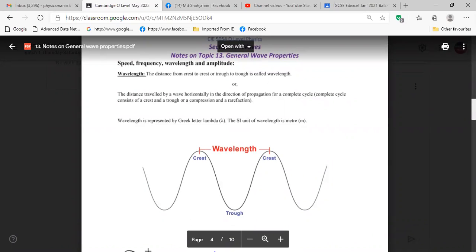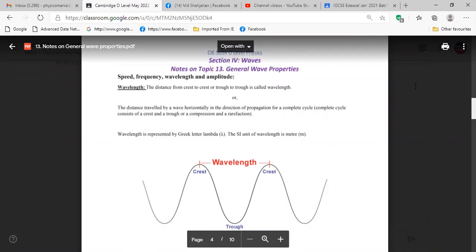So now we are talking about some wave terms. You write the heading: different wave terms. This way you write the heading. After writing this, let us understand the first thing from this diagram.